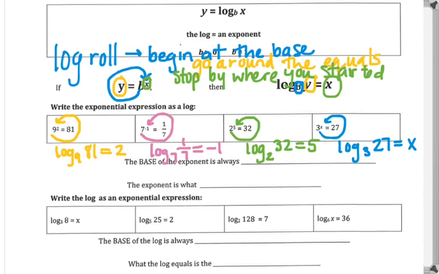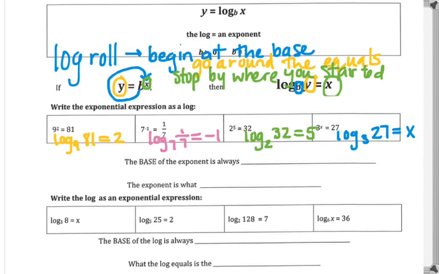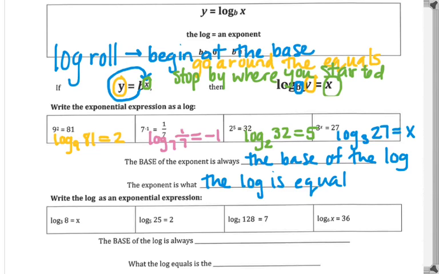So filling in these blanks now, it says the base of the exponent is always the base of the log. So those two are going to match. And the exponent is what the log is equal to. So those are two things that we've already talked about. We're just putting them in the blanks so we remember them for later.